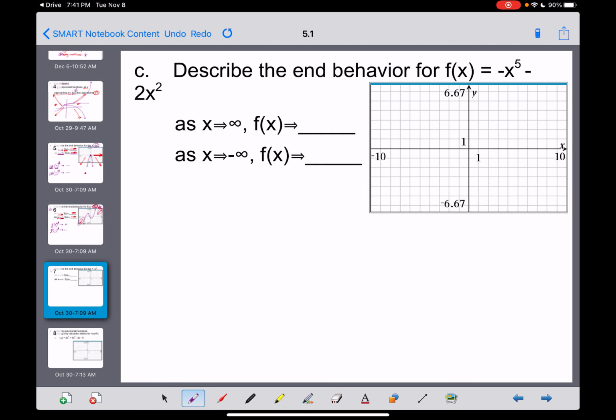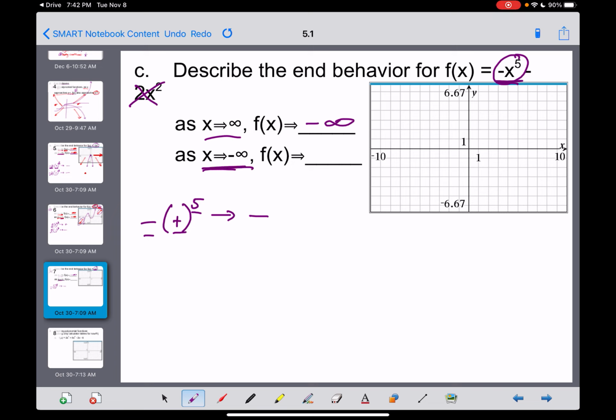A couple more quick examples. Hopefully we're starting to get the hang of this. Now, what about when f of x equals negative x to the fifth minus 2x squared? Once again, the only term we care about is the highest degree. This term here becomes irrelevant as x is approaching infinity or negative infinity. So let's think about what happens when we put a positive number into this term right here. The opposite of a positive number to the fifth. A positive to the fifth would be positive, but the opposite of that would be negative. So our first end behavior here, negative infinity. As x approaches positive infinity, y becomes negative and approaches negative infinity.